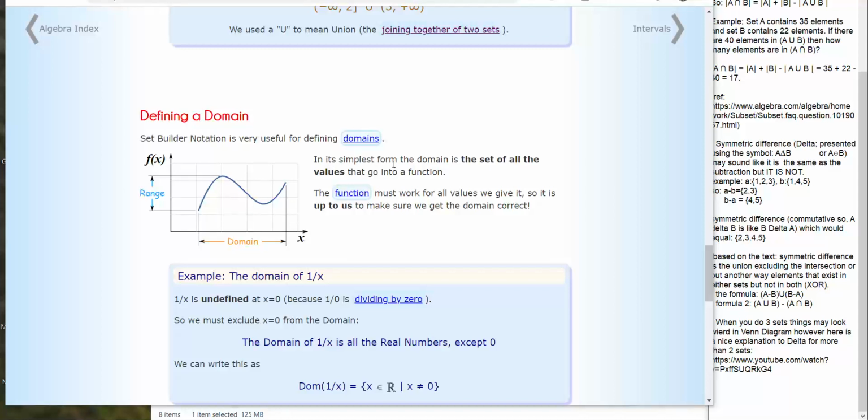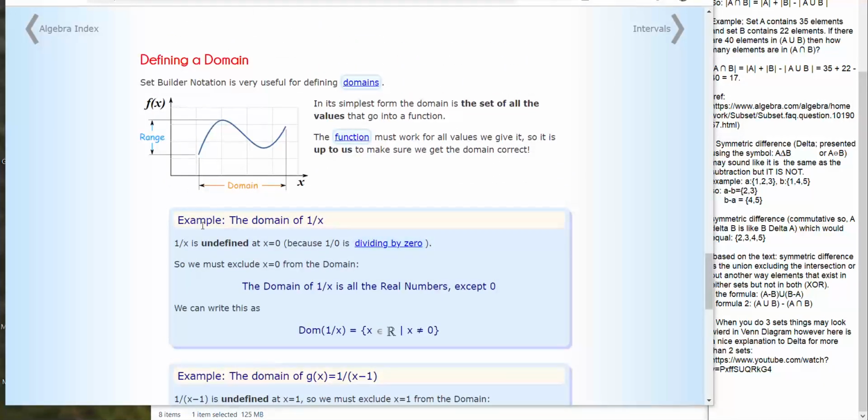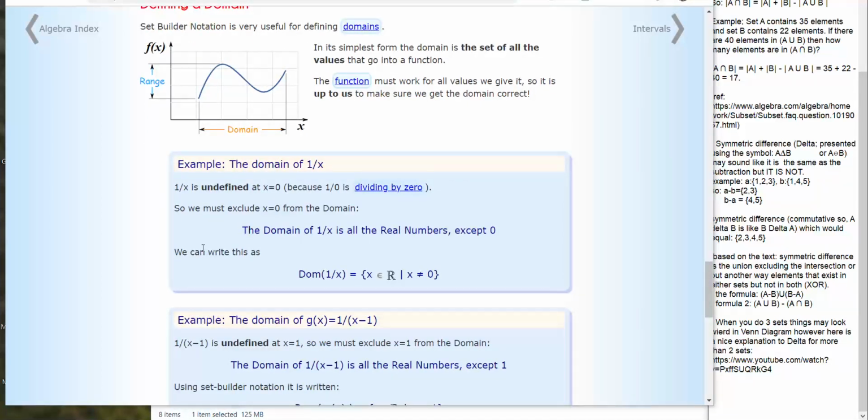In its simplest form, the domain is the set of all the values that go into a function. The function must work for all values we give it, so it is up to us to make sure we get the correct domain. So 1 over x is undefined at x equals 0, because that's dividing by 0. So we must exclude x equals 0 from the domain. The domain of 1 over x is all the real numbers except 0. You can write this as dom of 1 over x for x belongs to the real numbers such that x does not equal 0.